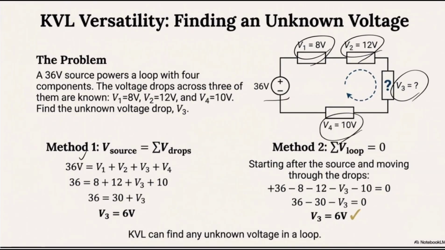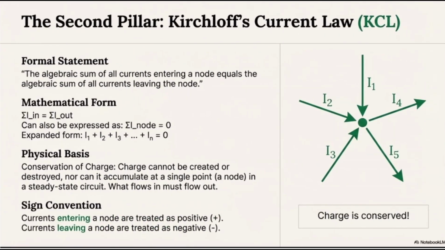It says that 36 is equal to the accumulation of all of the voltage drops, right? So I do have 8, 12, and 10. So this guy is going to be 6. Or I can write it down like this: sigma of voltage in a loop is going to be 0. 36 subtracted by 8, by 12, by V3, by 10 is equal to 0. I can find V3 as 6. This is one of the most simple questions that we have.